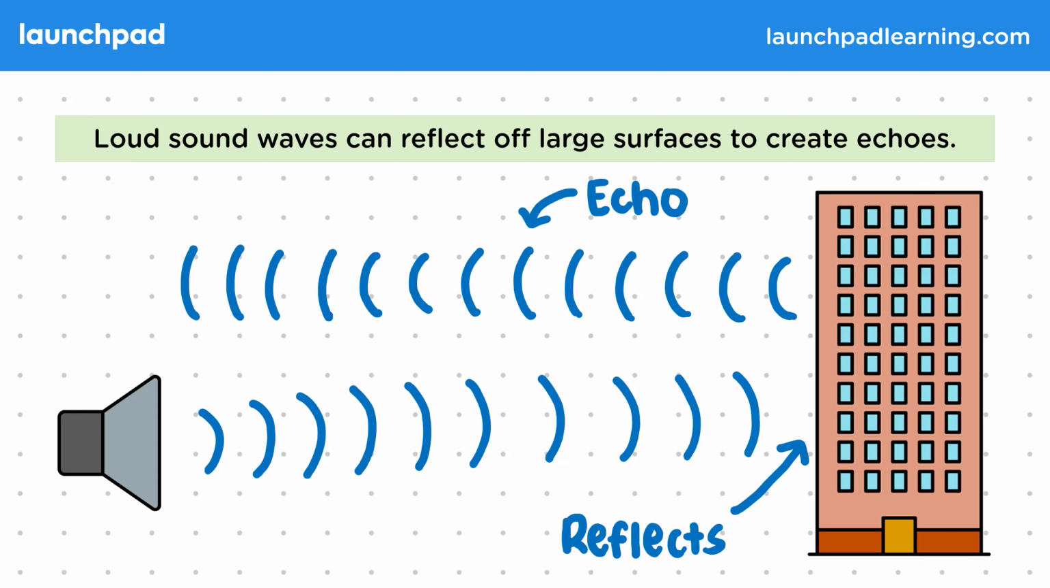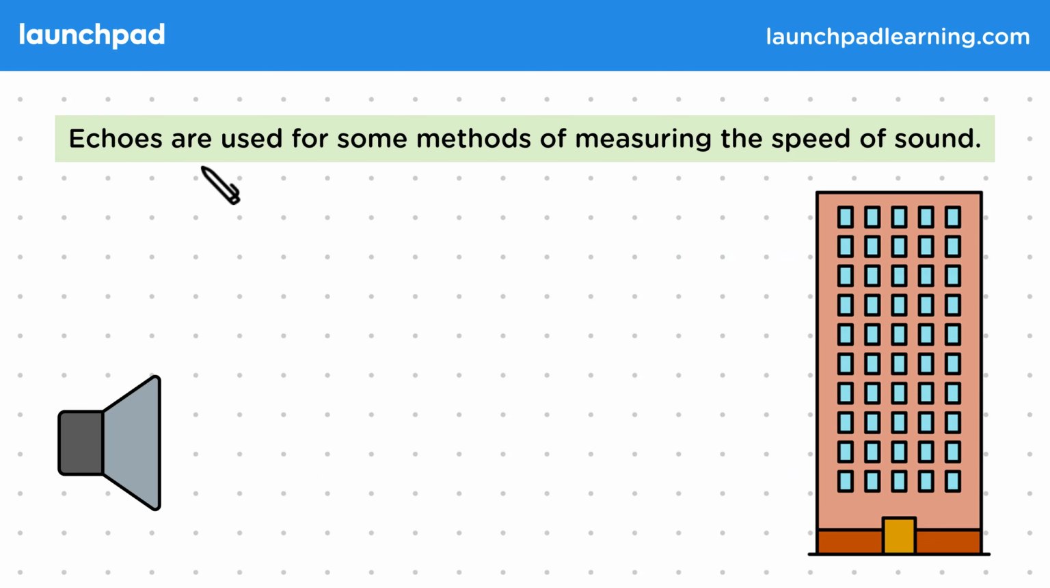In your exam, you could be asked to recall what a reflected sound wave is known as, which can easily trip students up. Knowing about echoes is also useful for something else you could be asked to do in an exam. Echoes are used for some methods of measuring the speed of sound. So in your exam, you could be asked to describe a method of measuring the speed of sound.